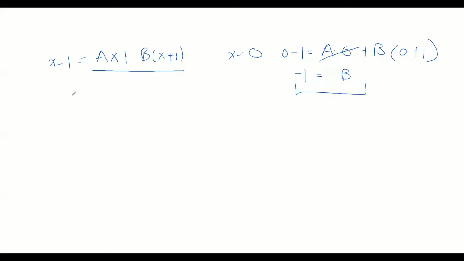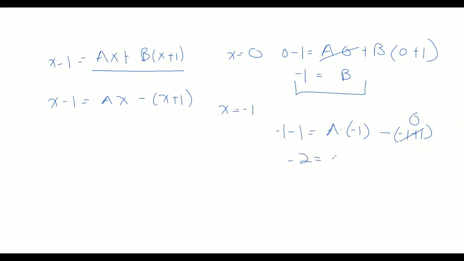Similarly, I can now change this function and still go ahead and solve for a. In this case, when I do that second step, I think it's going to be easiest to plug in x equals negative 1. And when we observe what's going to happen, we get negative 1 minus 1 is equal to a times negative 1 minus negative 1 plus 1. Observe that here this goes to 0, so there's nothing here. So I get negative 2 is equal to negative a, and therefore 2 is equal to a.